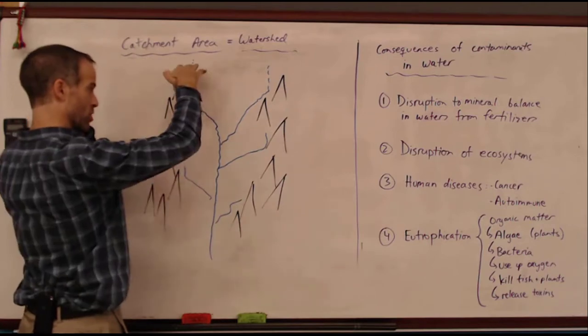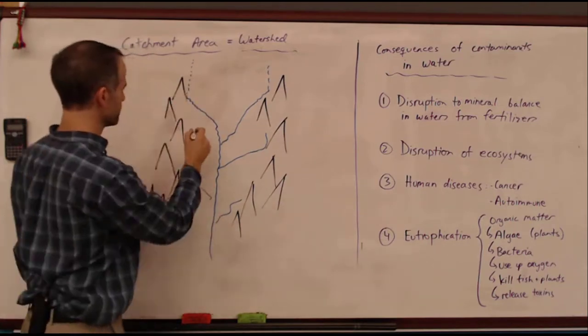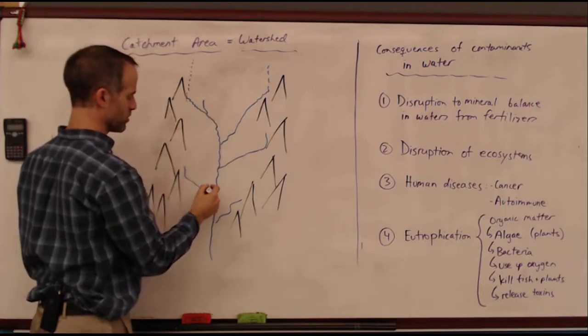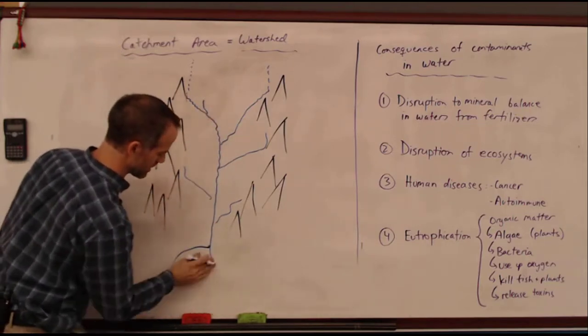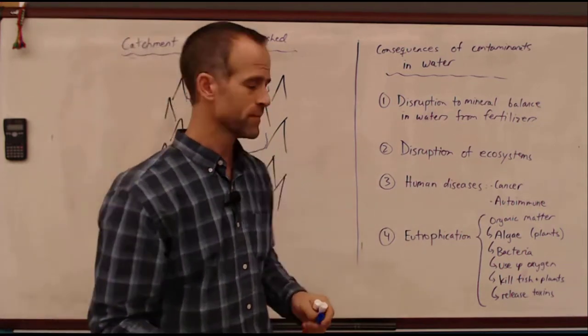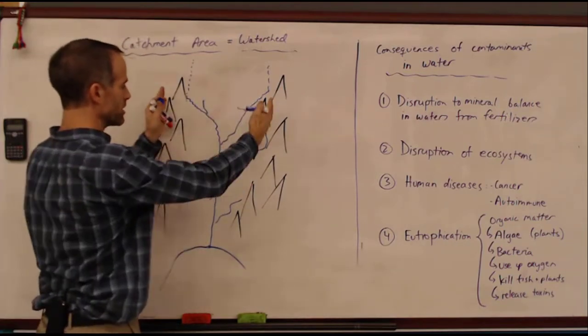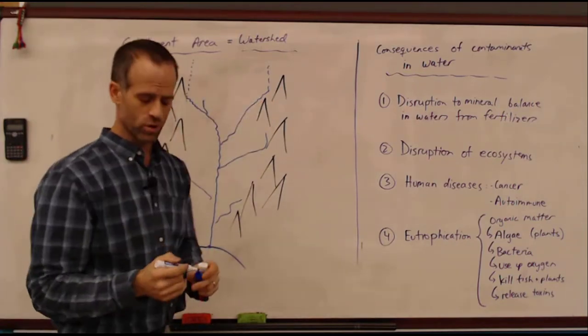And water from rain is going to join small streams to bigger streams, and to a small river, and then a big river, and then eventually it'll empty out to a body of water. It could be a lake, or it could be an ocean, right? Okay. A catchment area is the area that feeds one body of water.